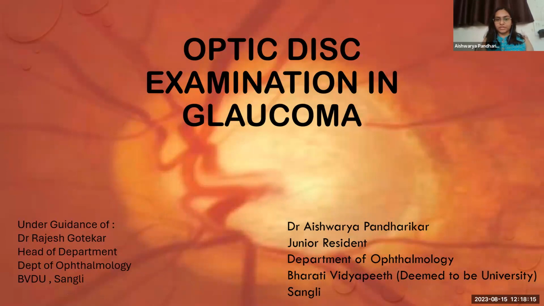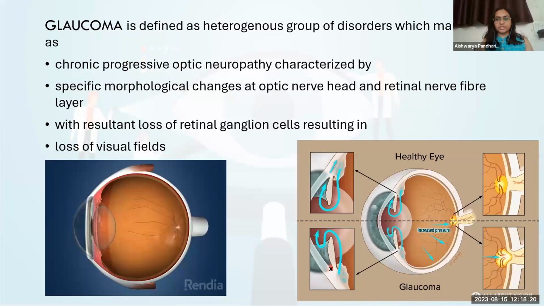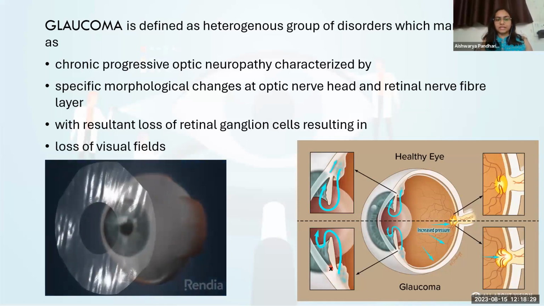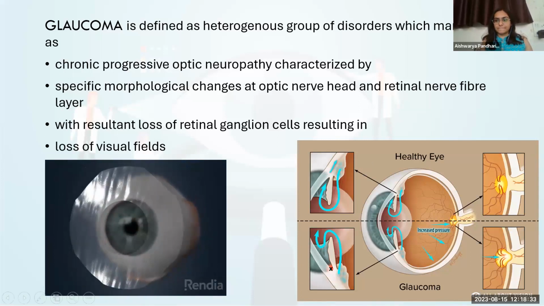My topic for today is optic disc examination and glaucoma. Glaucoma is defined as a heterogeneous group of disorders which manifest as chronic progressive optic neuropathy characterized by specific morphological changes at the optic nerve head and the retinal nerve fiber layer with the resultant loss of retinal ganglion cells resulting in the loss of visual fields.